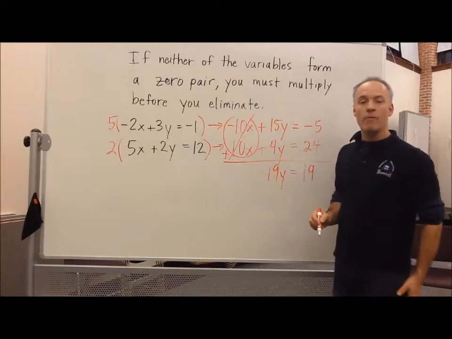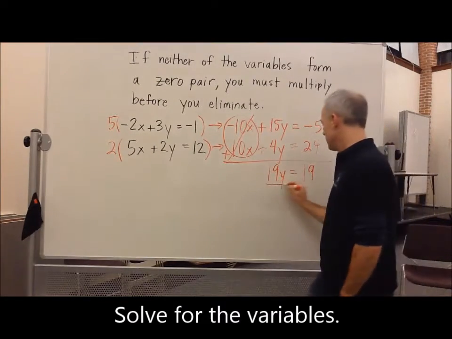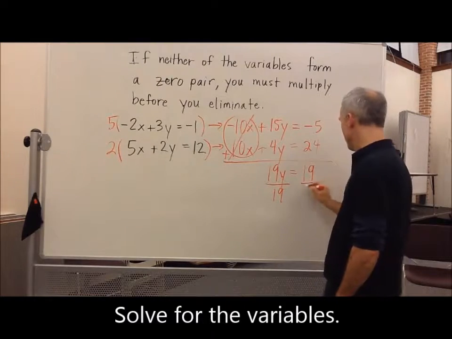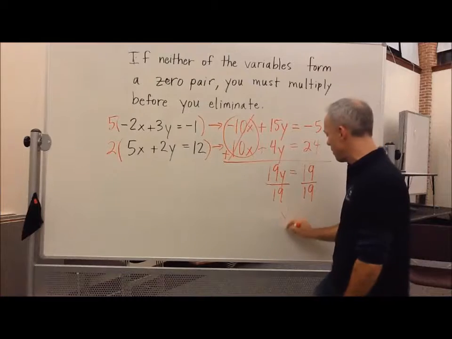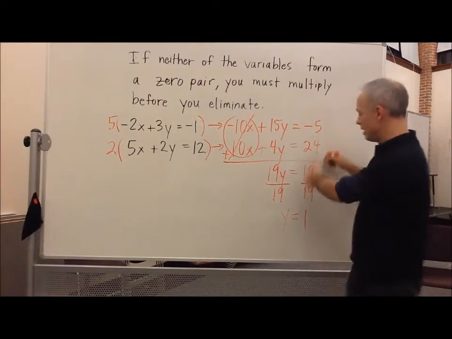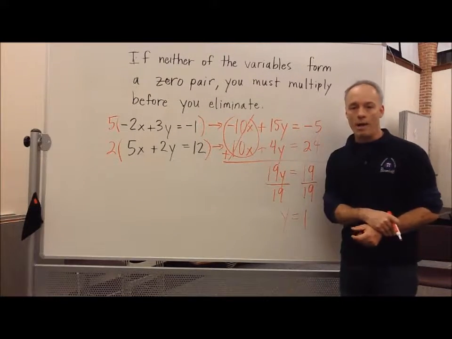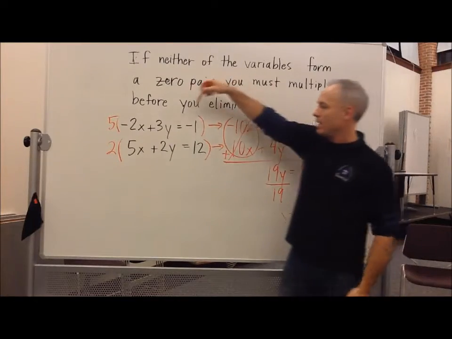Next step, solve for the variables. Last step. Let's get this 19 moved to the other side. So divide both sides by 19 to get y by itself. Y equals 19 divided by 19, which is 1. Now we're suggesting that y equals 1.